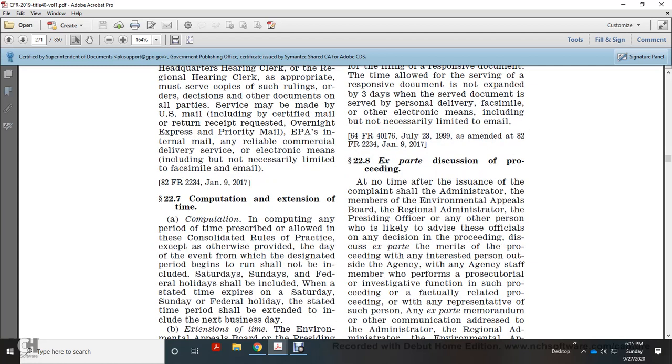Computation and extension of the time. Computation of any period of time prescribed or allowed by the consolidated rules of practice, unless otherwise provided, begins with the day of the event designated as the beginning of the run and shall not include the day of the event. Saturdays, Sundays, and federal holidays shall be included, except that whenever the last day of the time period prescribed is a Saturday, Sunday, or federal holiday, the time period shall extend to include the next business day.